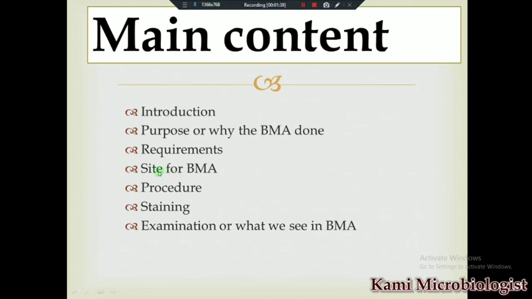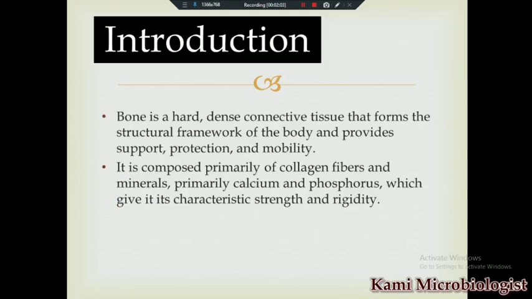After that we will see the site for bone marrow aspiration, which is the specific area through which we can perform the bone marrow aspiration. Then we are going to see the procedure of this technique. After that we will see the staining procedure, and then we will see the examination of the bone marrow under the microscope.